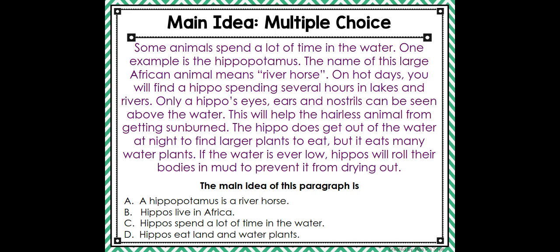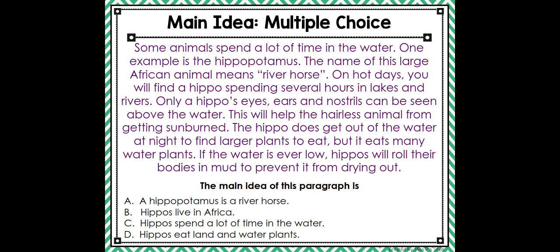First, some animals spend a lot of time in the water. One example is the hippopotamus. The name of this large African animal means river horse. On hot days, you will find a hippo spending several hours in lakes and rivers. Only a hippo's eyes, ears, and nostrils can be seen above the water. This will help keep the hairless animal from getting sunburned.